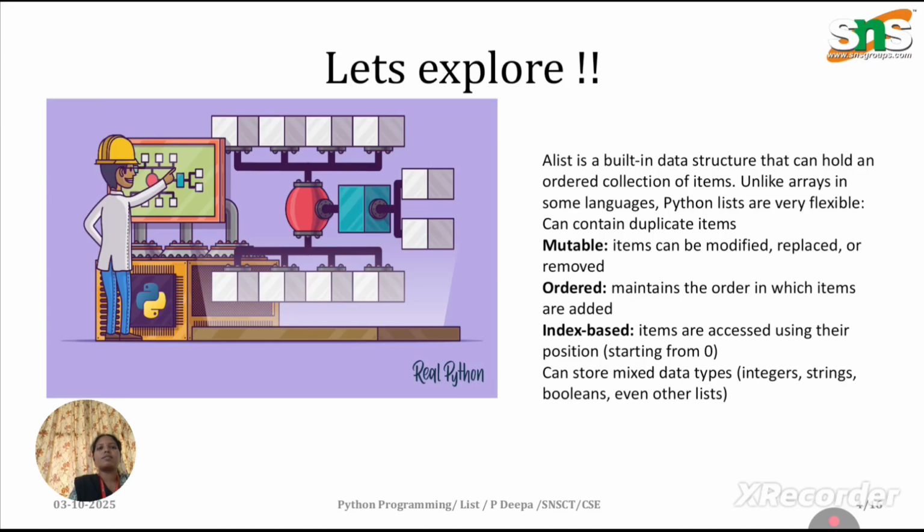First, Python has built-in data structures that can hold an ordered collection of items. Unlike an array in some languages, a Python list is very flexible. It can contain multiple items, and it is mutable, ordered, index-based, and so on. The index can be accessed by position, starting from 0. We also have constraints that can be given on the index numbers.